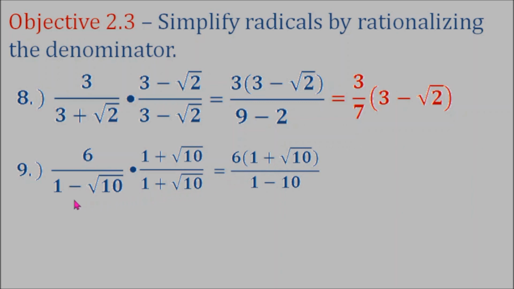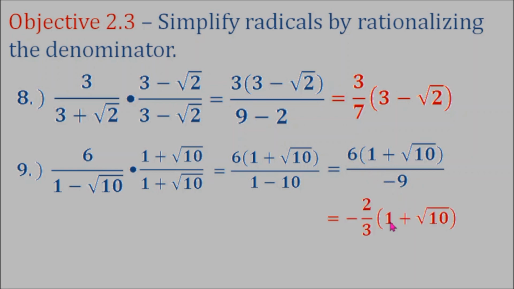And for our denominator, again, because we are just multiplying the sum and difference of two numbers, we can just multiply the first numbers. So 1 times 1 is 1. And then negative square root of 10 times square root of 10 equals negative 10. Now 1 minus 10 is negative 9. So we have 6 times the quantity 1 plus square root of 10 over negative 9. And we can simplify 6 over negative 9. That's negative 2 over 3. So our answer here is negative 2 over 3 times the quantity 1 plus square root of 10.